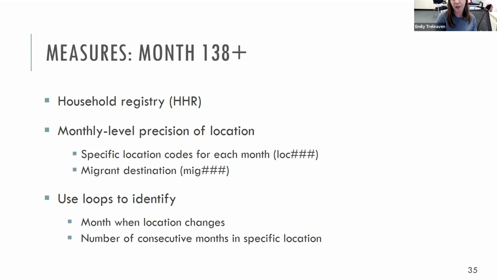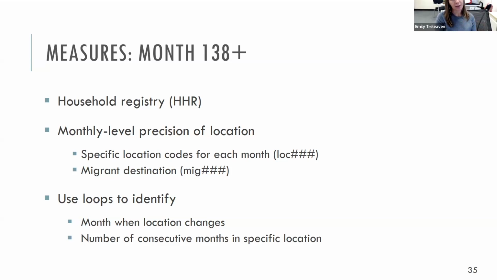So there are 2 different variables that can be used to do this. The location variable, which is abbreviated LOC, with the registry month. So for example, if I want to see a respondent's location in month 138, the variable name would be LOC138. It has the current detailed location for every individual, and then the migration variable has the destination for each person, defined as away from their household.